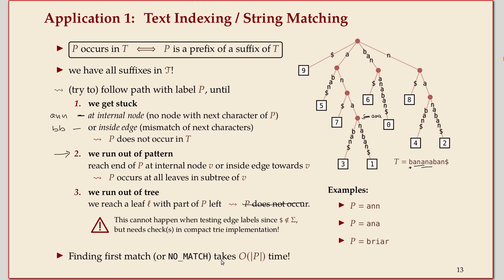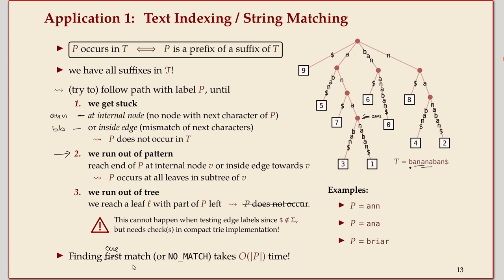So this means if you're finding the first match, the same setup we had for string matching in Unit 4, you can find this in, well, theta of length of p time. You go down one step for each character. And if you arrive at an internal node, jumping to the leftmost node gives you one match. But it's the lexicographically smallest. It's not necessarily the first.